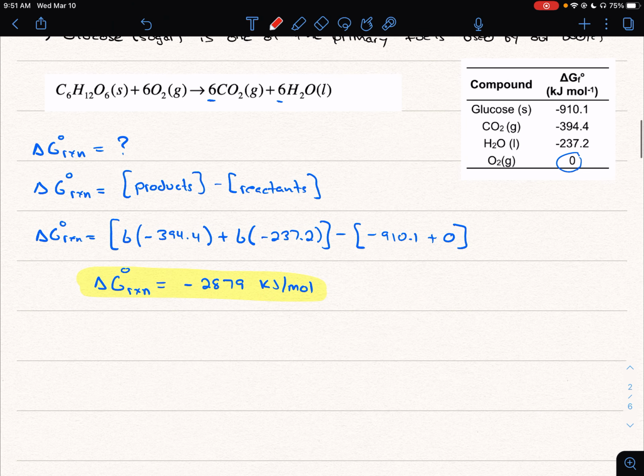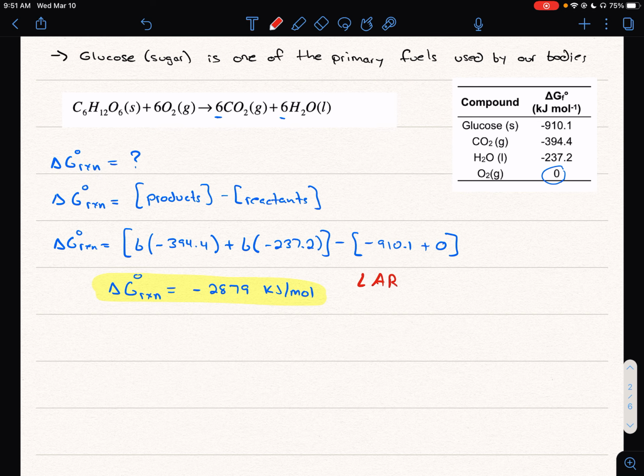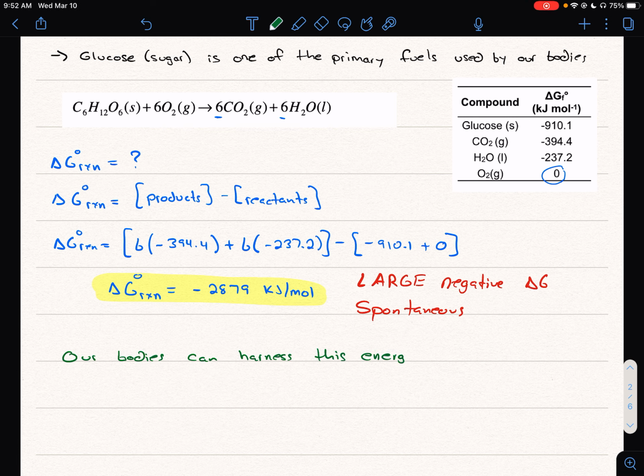A couple things to take note of here. One is that this is a large and negative delta G, so this reaction is spontaneous, and this negative 2879 is the amount of energy that we can use to do something. If we're burning sugar, we can use that energy maybe to turn a turbine and produce electricity to power a car. This is the energy available to our bodies to harness in other ways. When we go through metabolism, our bodies can harness this energy. And one of the things we'll see is we can take a reaction like this and use it to drive other reactions that are non-spontaneous.